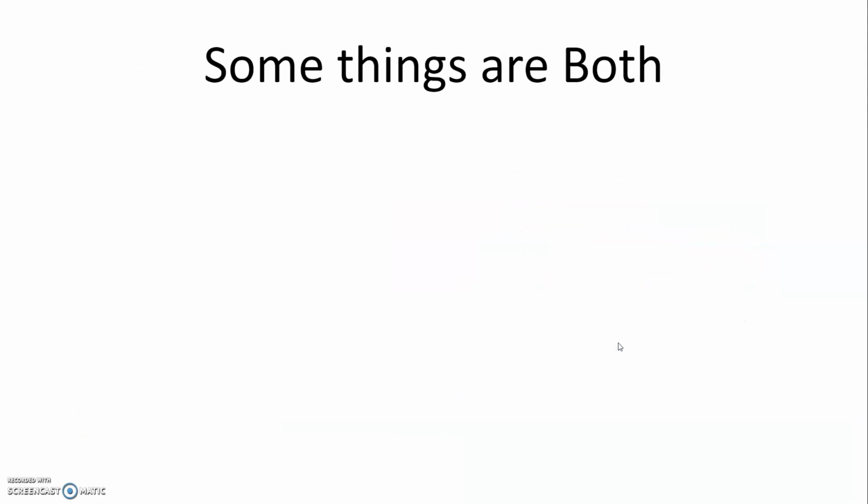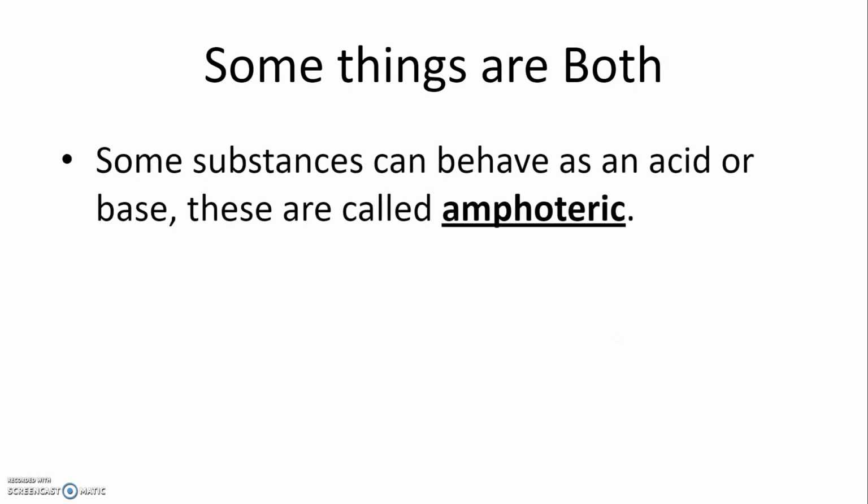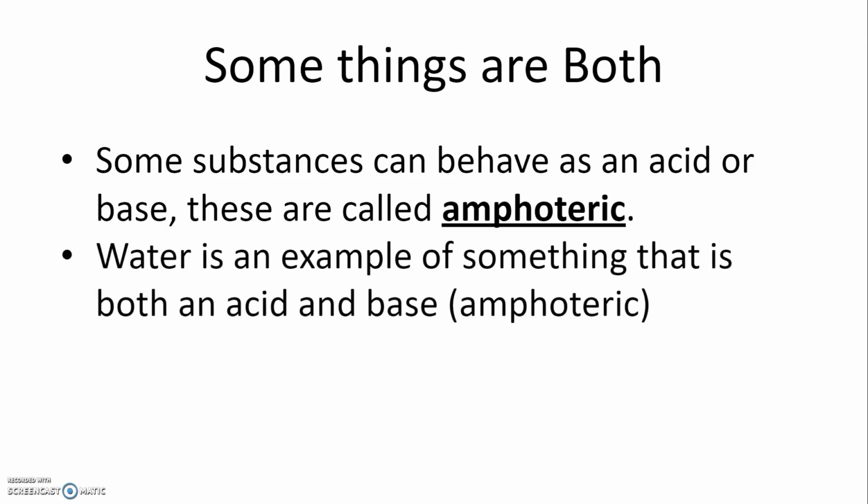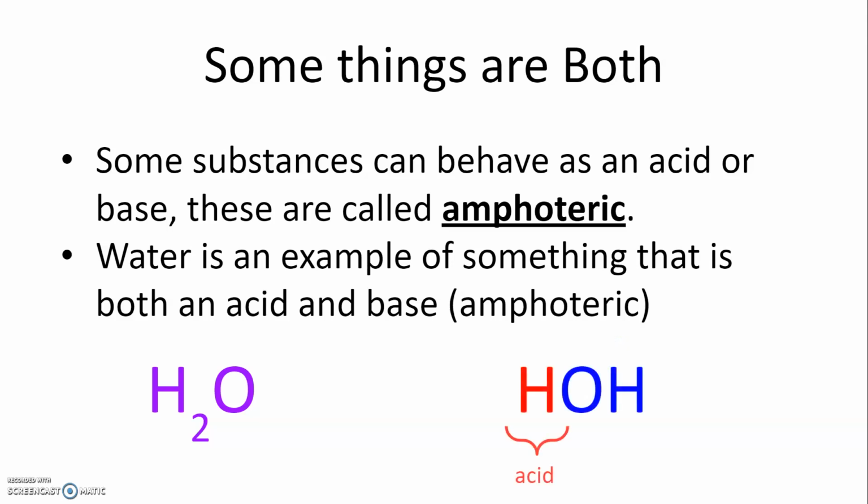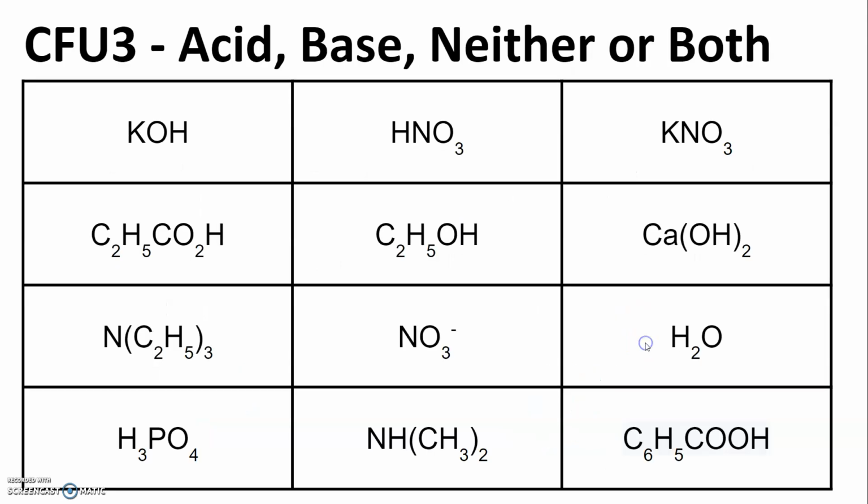Now, one final note here, some things are actually both acids and bases. That's called amphoteric. They can behave as an acid or a base. And water is an example of that. If you look at water, which is H2O, we can also write its structure as HOH. The H in the front would represent our acid, and then the OH will represent the base. So when you dissolve water in water, because water can actually dissolve itself, it will break apart into H plus and OH minus.